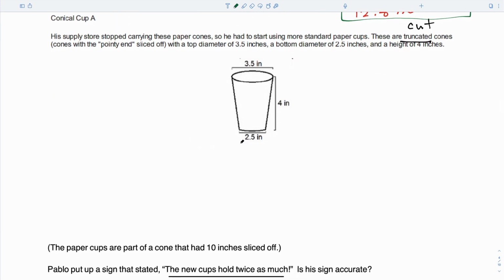Next, let's go to this truncated cone. We need to fill in this part because I don't have a formula for a cone that's sliced off. So draw a dotted line to make the end that was cut off, and just bear with me. We're going to say that's the cone. It says that they sliced 10 inches off. So from here to here is 10 inches. 10 plus 4 is 14. Keep that in mind.